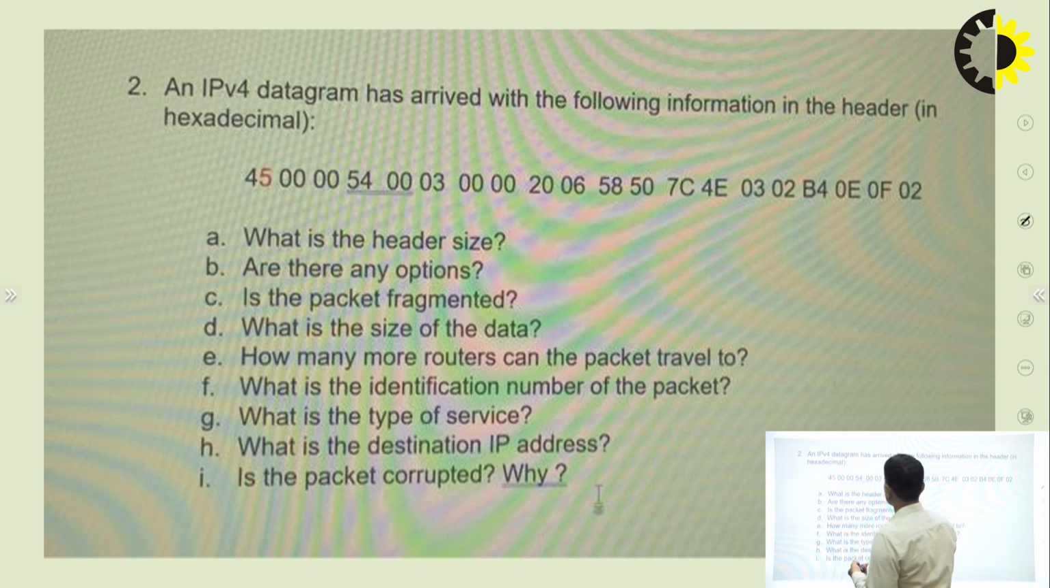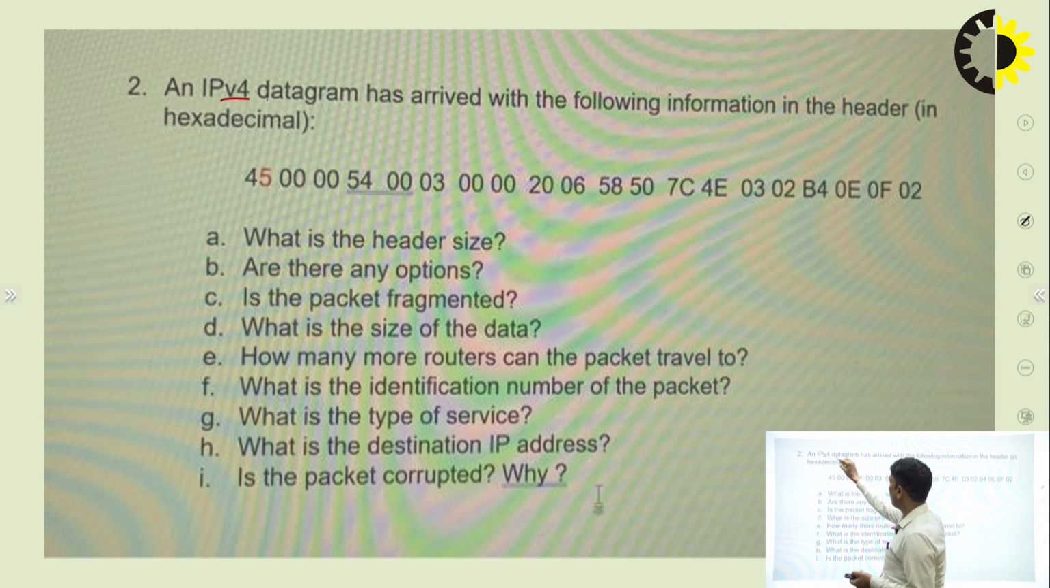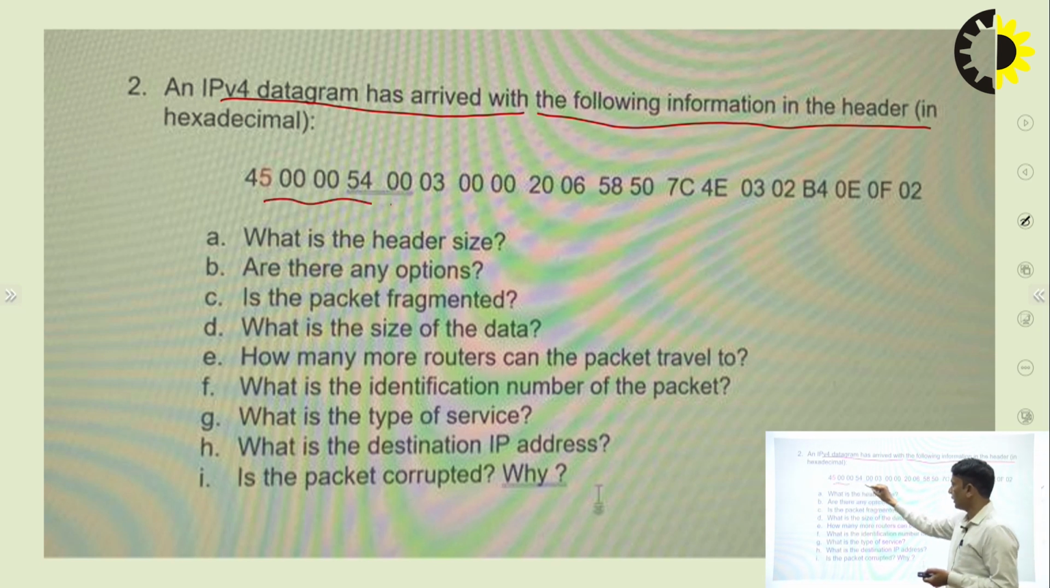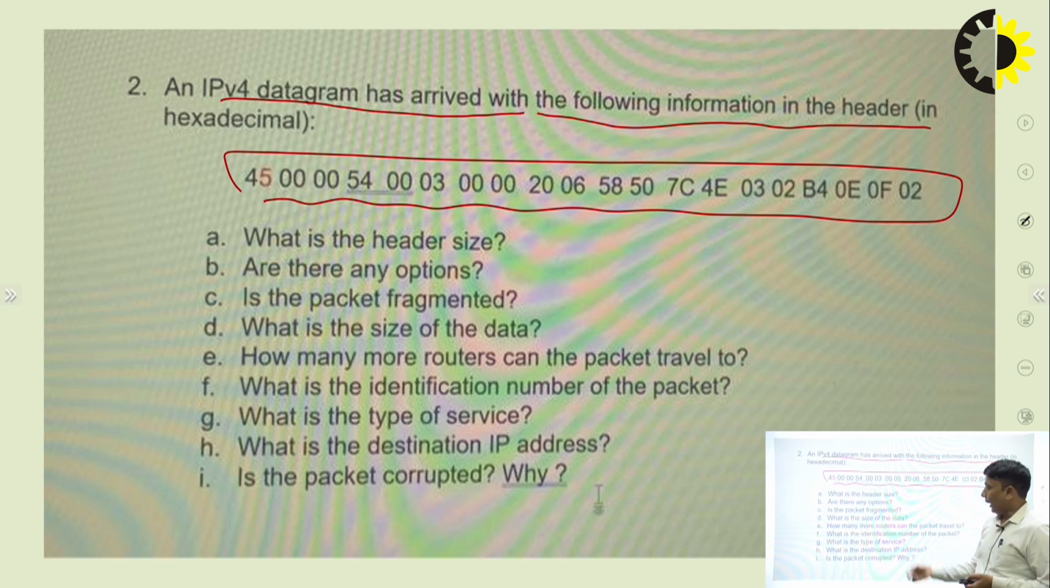So let us see an example. Okay, because in this lecture I want to discuss the example, the numerical that comes on the basis of this IPv4 header format. Okay, so an IPv4 datagram has arrived with the following information in the header, and this information is given in hexadecimal form. And you have to answer these questions.